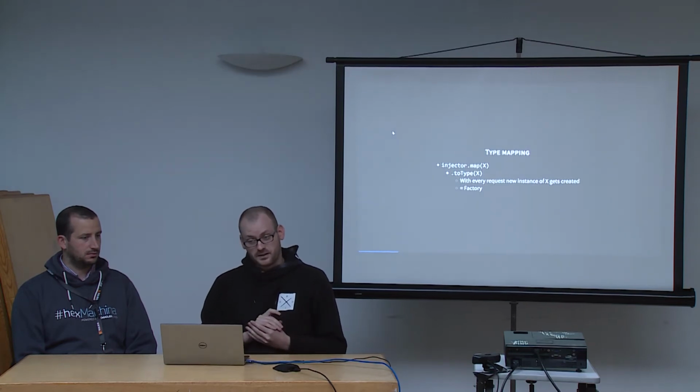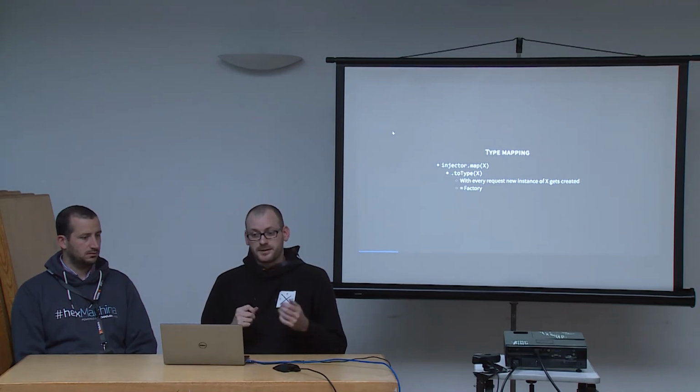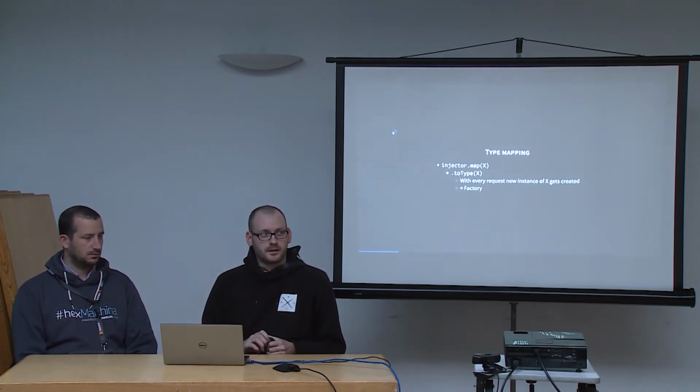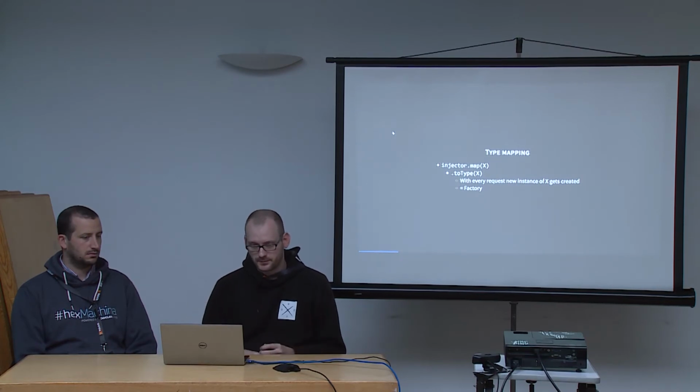Then there is type mapping, which is the dot to type. It is basically a factory. You will get a new instance of that given type whenever you ask for an instance. This just keeps creating new instances forever.